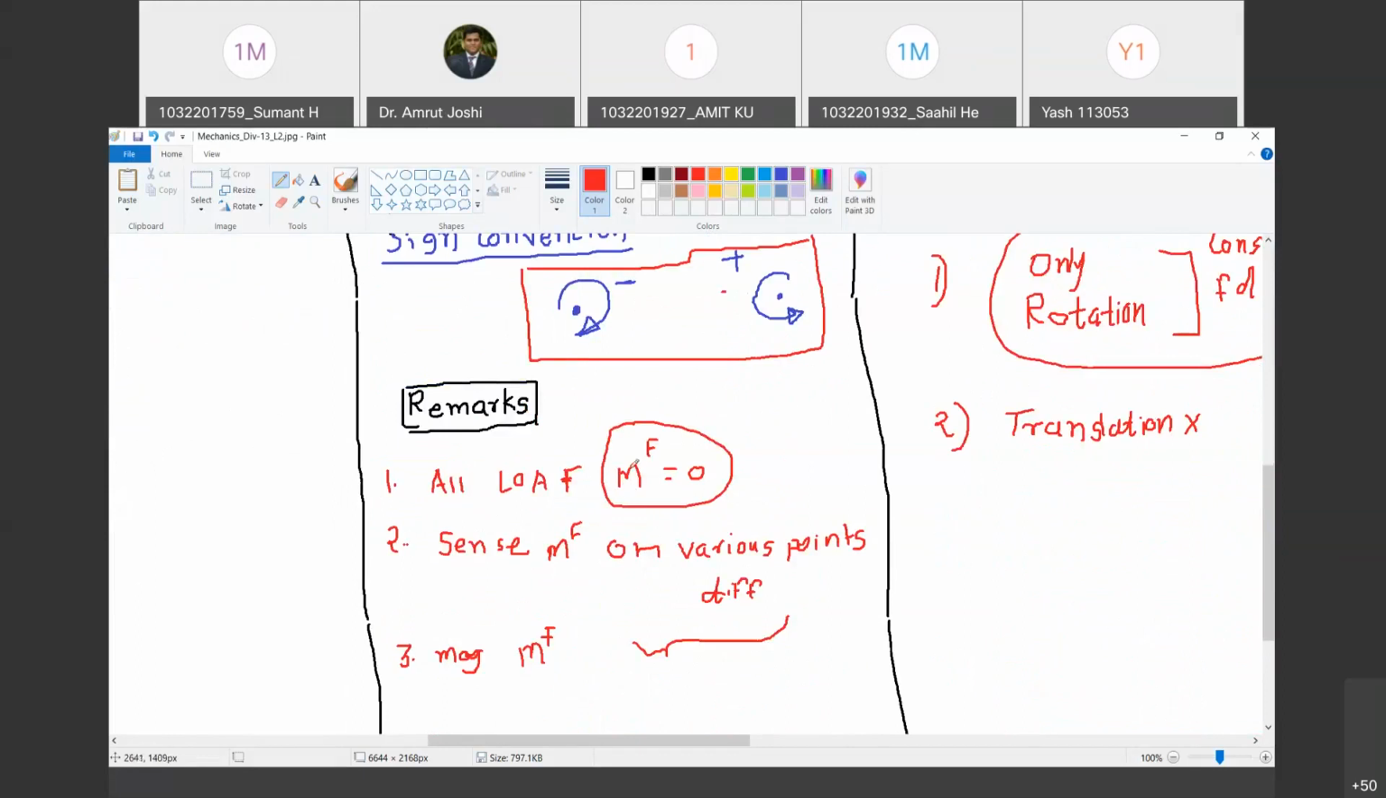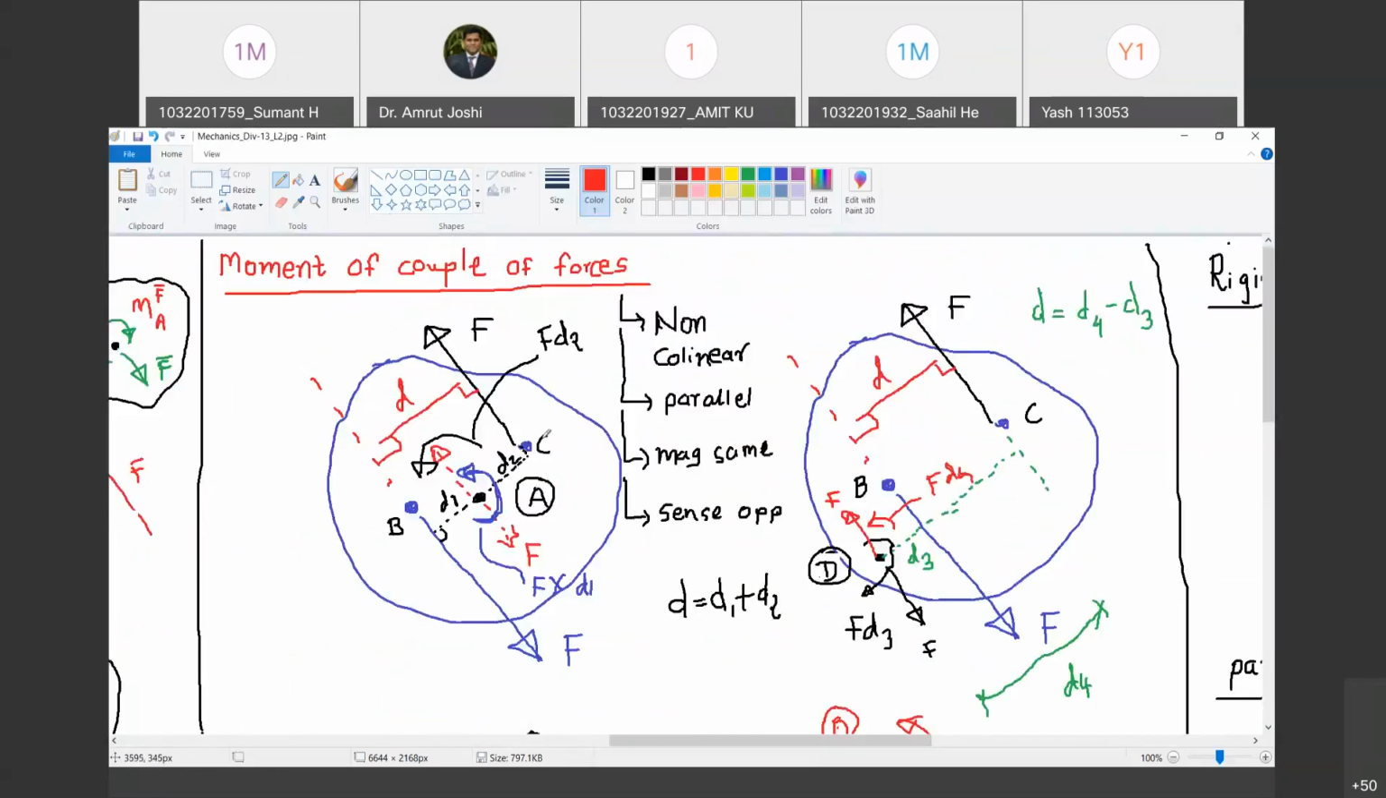Okay. All the points on the line of action of a force do not experience any rotational tendency, and therefore the moment of a force is going to be zero. Yes, sir. Sense of moment of a force, and magnitude of moment of a force will differ depending upon the location and distance of a point from the line of action of force. Do you agree with me? Yes, sir.